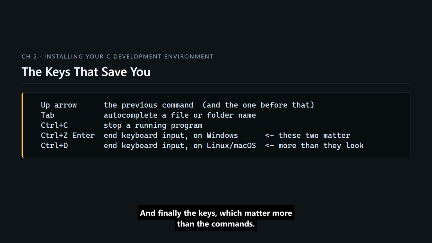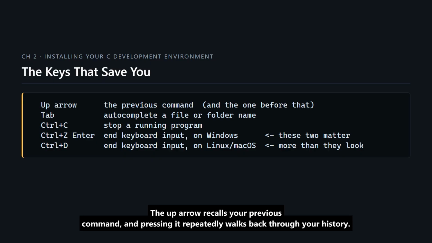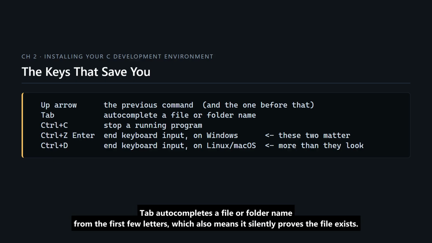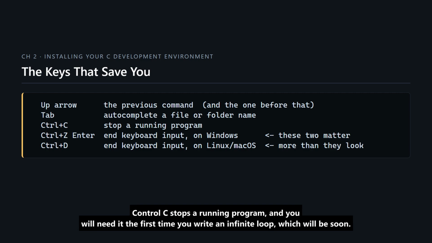And finally the keys, which matter more than the commands. The up arrow recalls your previous command, and pressing it repeatedly walks back through your history. You will recompile the same file hundreds of times in this book, and you should almost never retype that command. Tab auto-completes a file or folder name from the first few letters, which also means it silently proves the file exists.